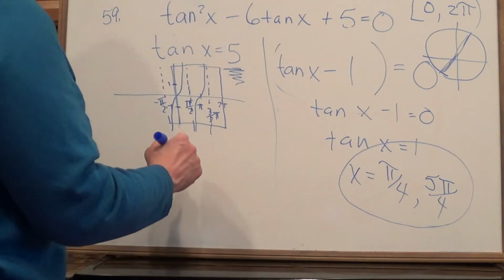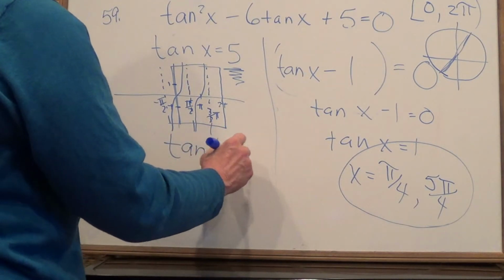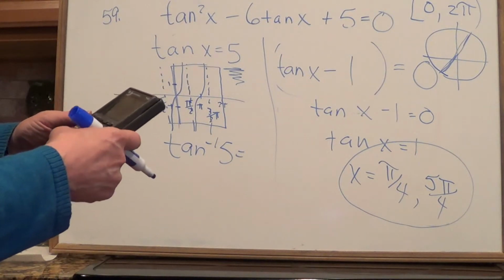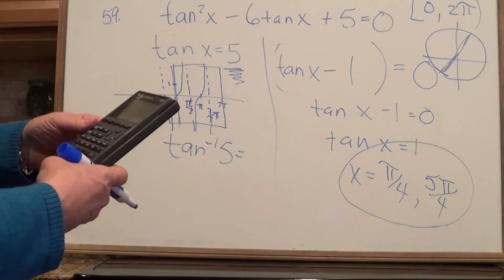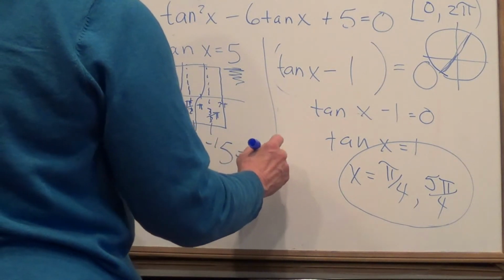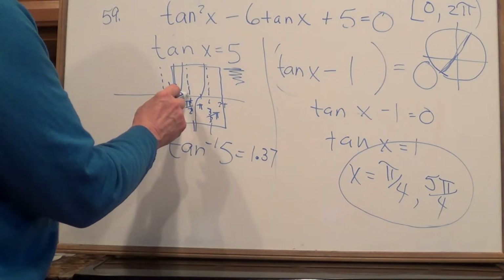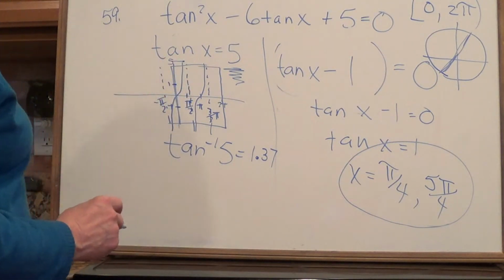Put it in radians, and you're going to hit the tan inverse button. So let's see what happens when you're in radians. Tan inverse, second tan, 5, enter. I got 1.37. So that's telling me at 1.37 the value is probably somewhere in here for x. I go up here and the value will be 5.